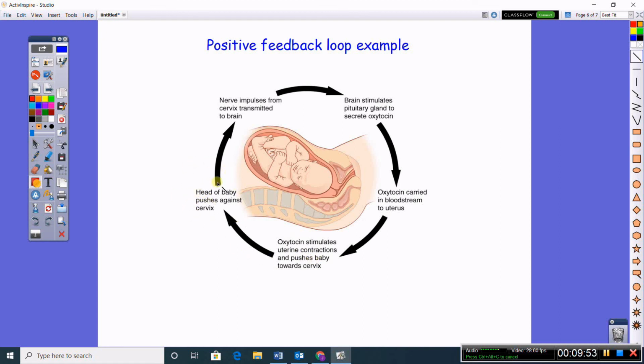Again, when that baby gets pushed further into the birth canal, that's going to activate more stretch receptors in that area. And so this is going to keep going around and getting stronger and stronger every time until the baby is born. Okay, that's positive feedback, where the stimulus gets stronger and stronger every time.